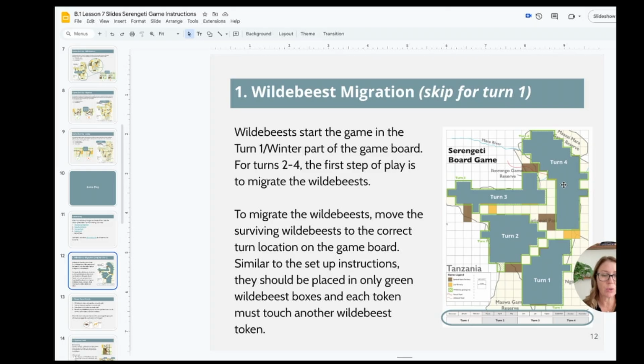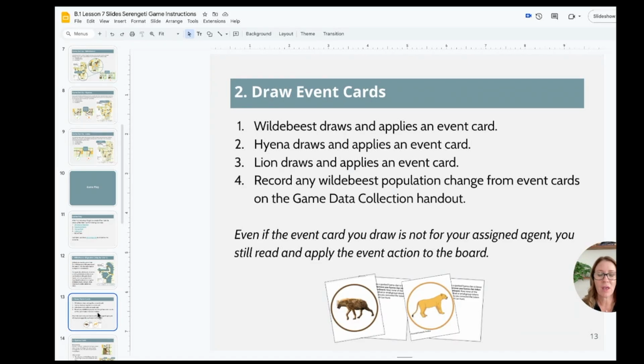If they forget what to do, there is that one game instructions that someone can read as they go through each season. Okay, so now we've got the event cards, and wildebeest is going to draw first. And then the hyena draws and applies an event card. Then the lion draws, and we're going to record any population change from the event cards on our data collection handout.